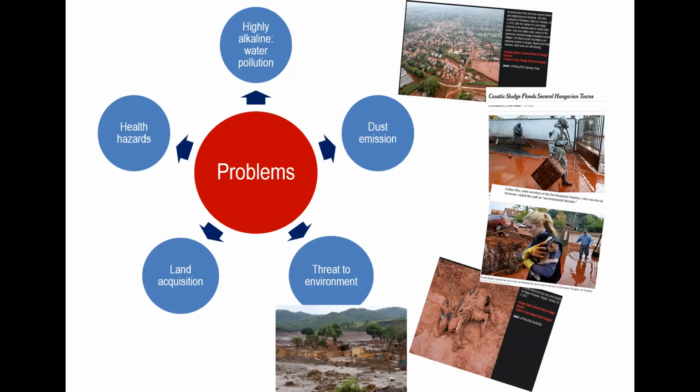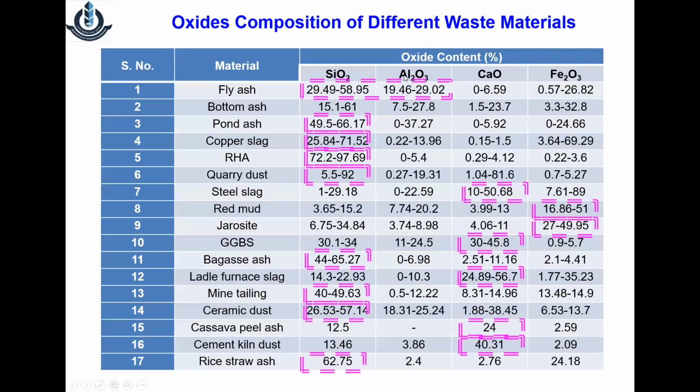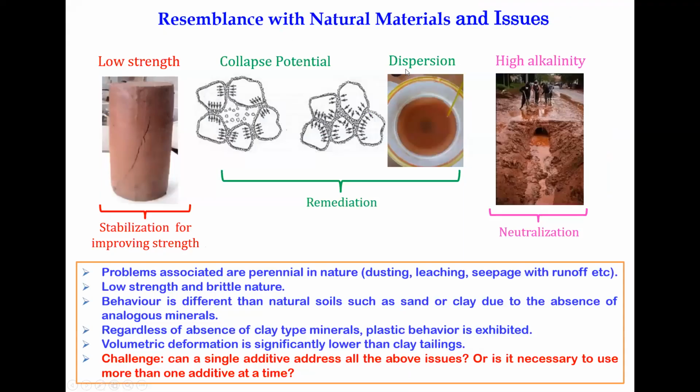However, a few of the problems may be temporary, but most of the problems are perpetual in nature. But what is that aspect which makes us think that yes, these materials can be utilized in civil engineering applications or in other engineering applications? The first thing is there is a resemblance in the properties of these materials with the natural materials. But in all aspects, we may or may not find it. Let us try to understand those things.